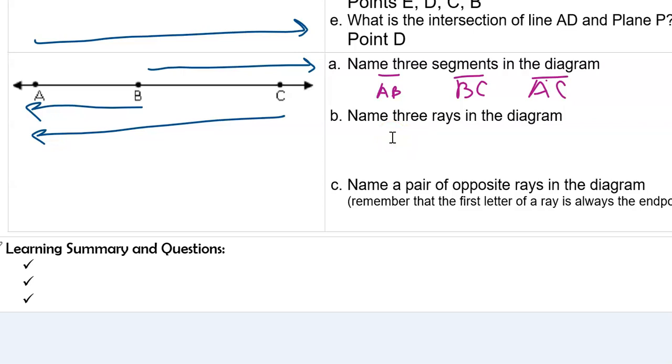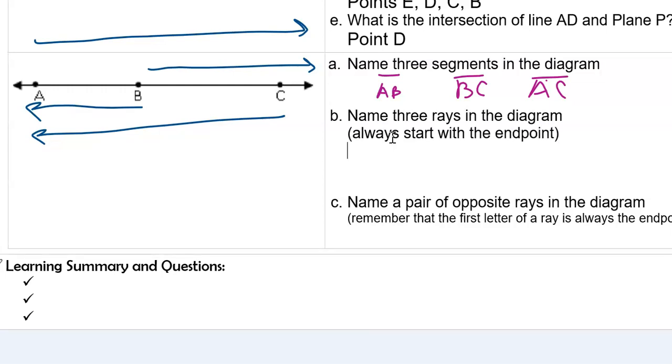And remember that you always start with the endpoint. So I might name ray BA or ray CA. I could also do ray BC and AC. Can you think of another way to name ray AC? We could also name it ray AB, because B and C are both in the same direction from point A.